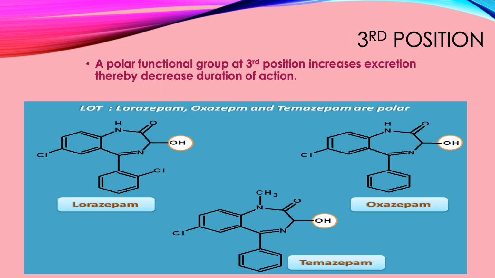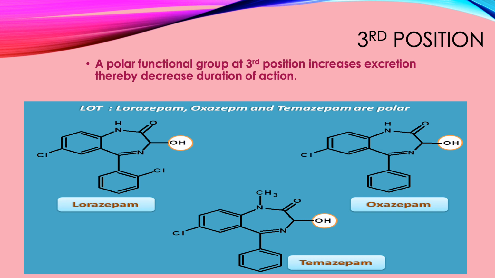The third position needs a polar functional group. This polar functional group will allow increased availability of the drug for excretion. If there is faster excretion, there will be decreased duration of action in the body. So it helps make our drug excretable and safe for use.